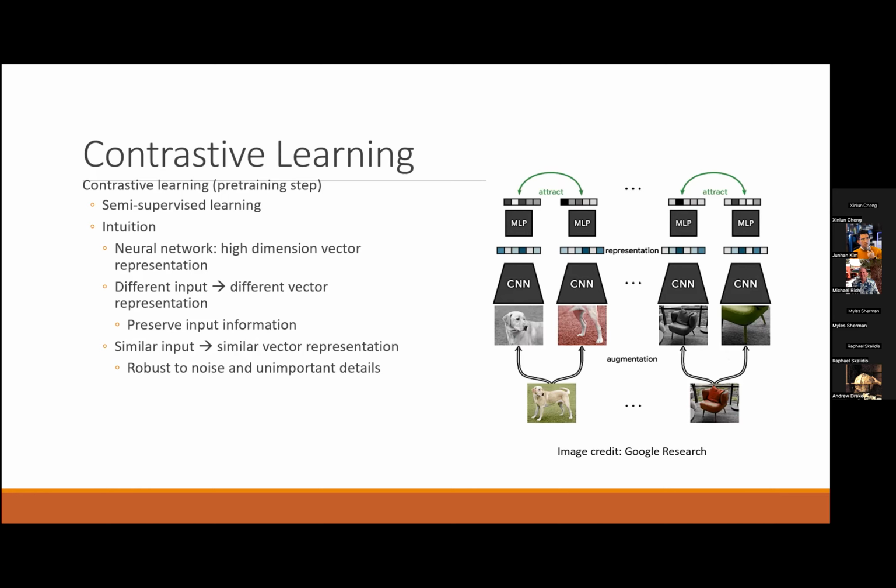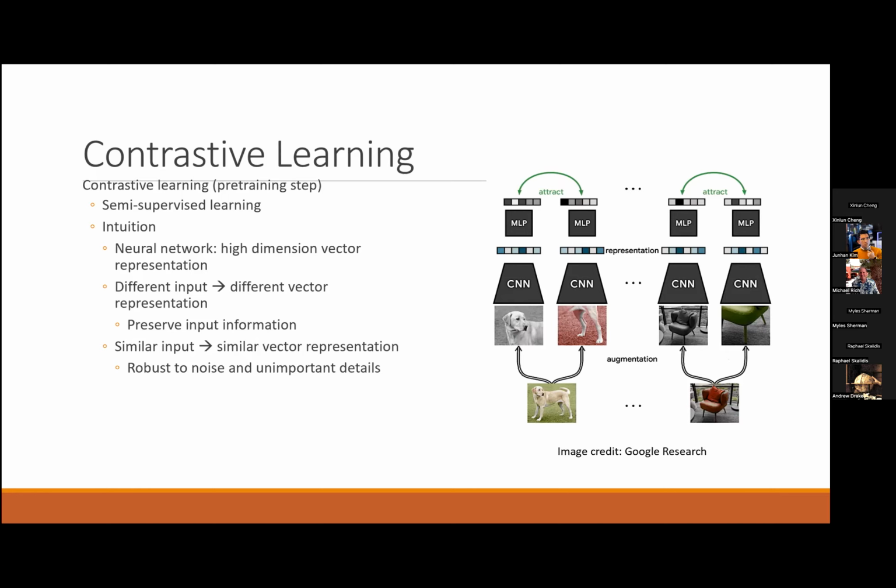Well, if we only have this one constraint, your network will overfit. It will find some ways to project every single input into a different vector. And we don't want that, because that means your network will get incredibly confused when your input has noise, and also the representation is essentially useless because it is different whenever your input image is different. So we also want similar inputs, for example, pictures of cats or pictures of dogs, to have similar vector representations. So it will be robust to noise and unimportant details.